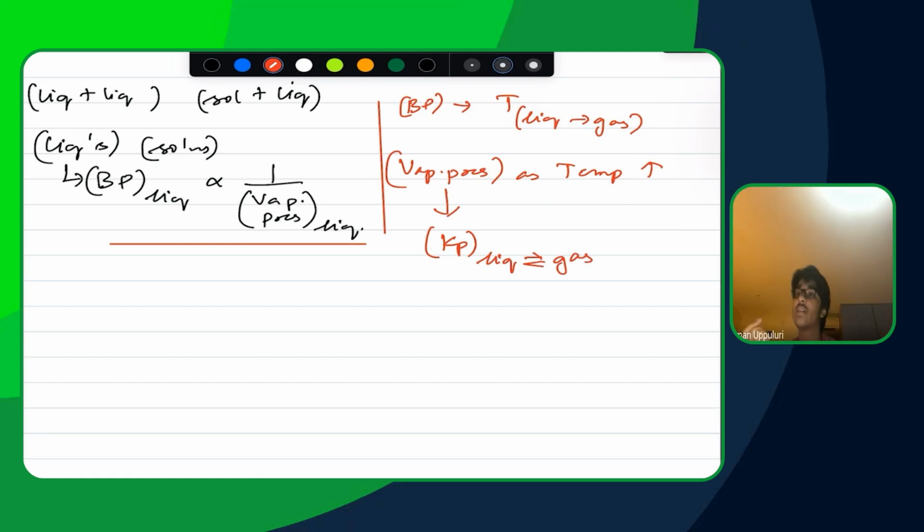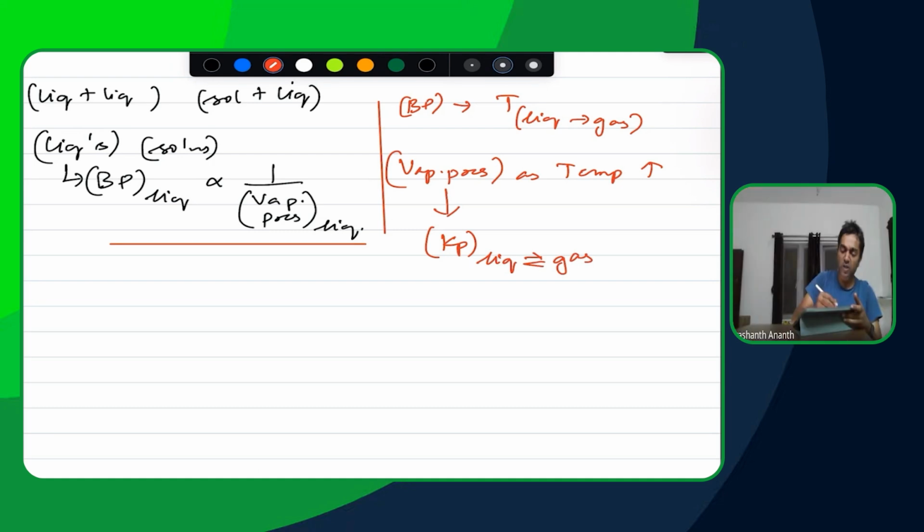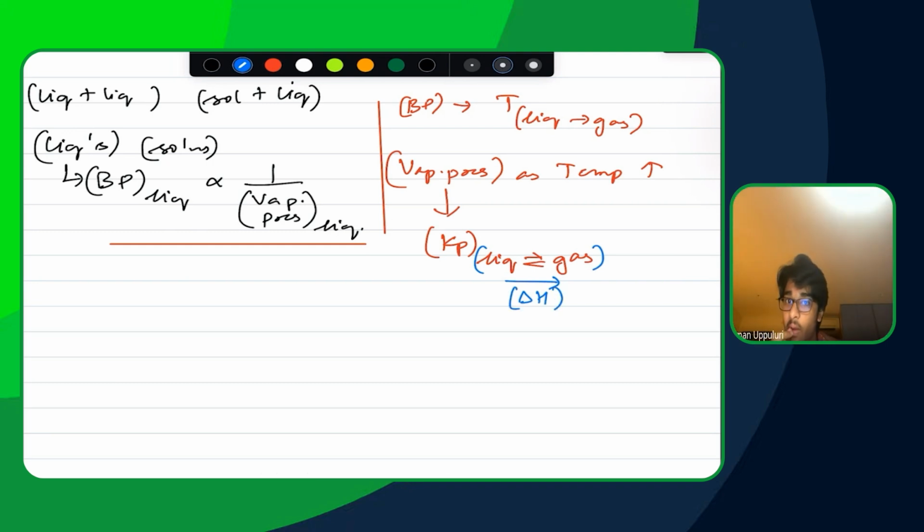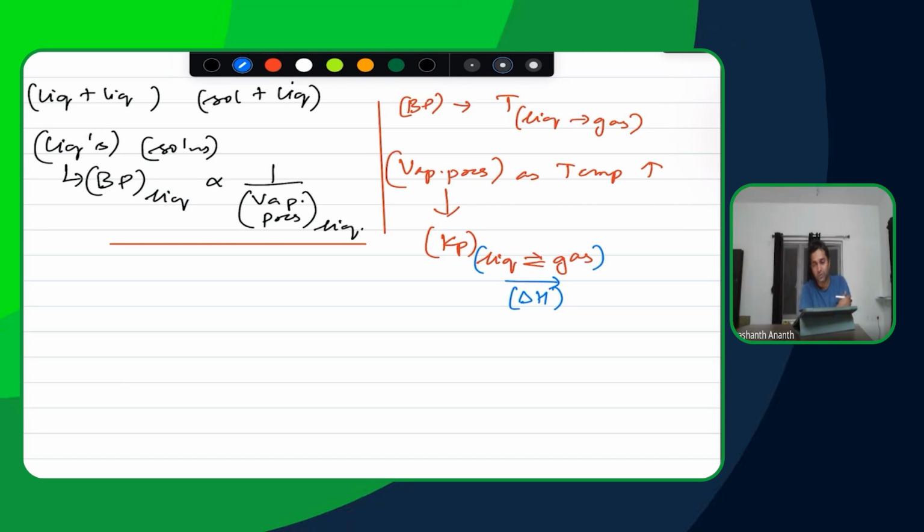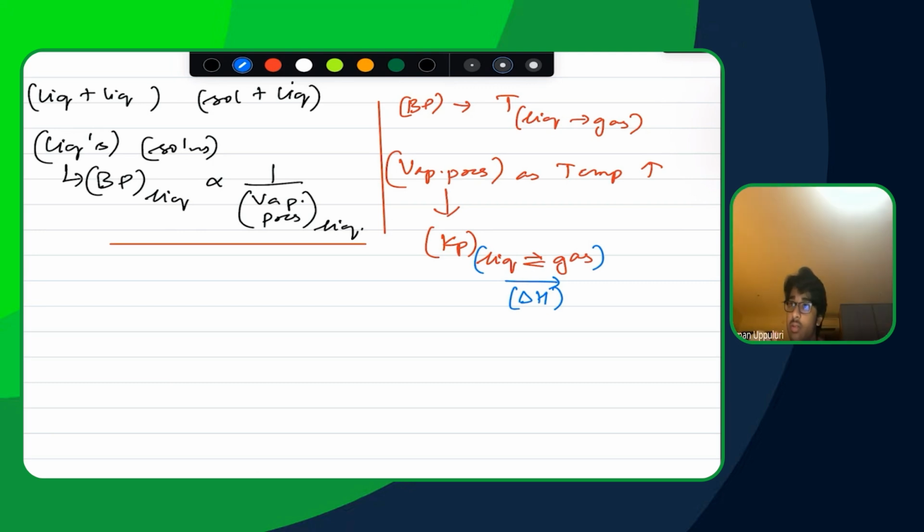Stop. We have done thermodynamics recently. Liquid to gas is the forward direction. What is the enthalpy change? Liquid is becoming a gas. You have to supply energy. Sorry, supply energy, my bad.